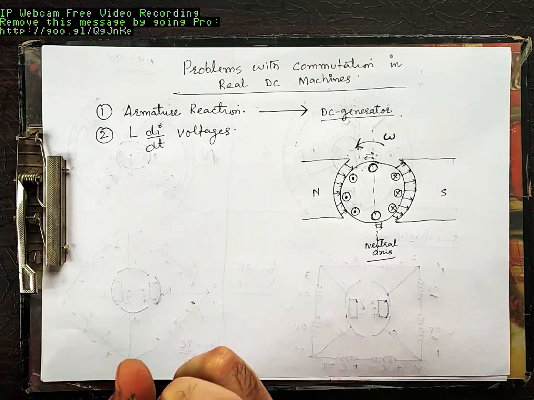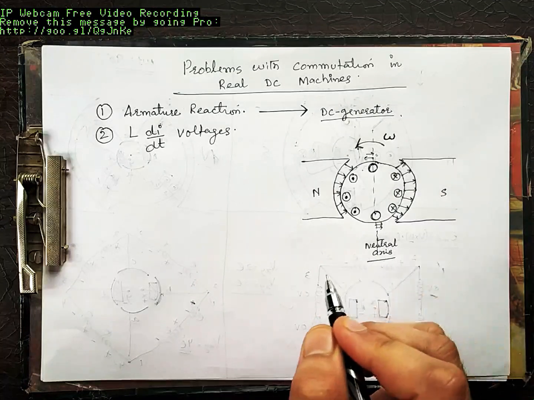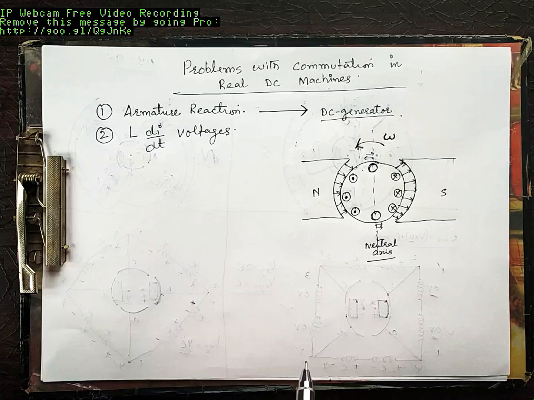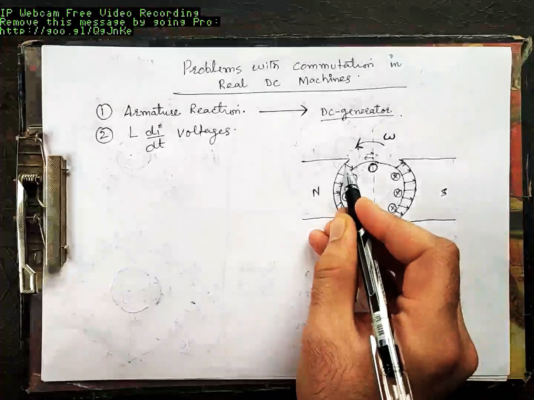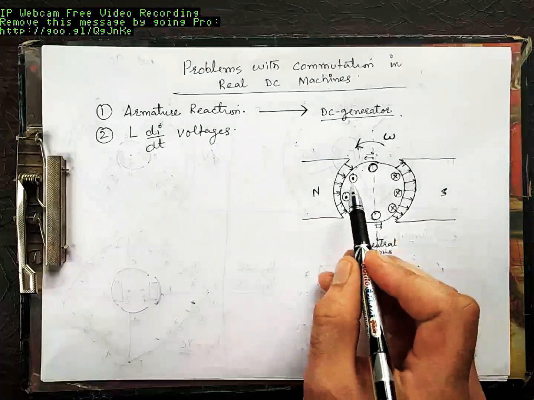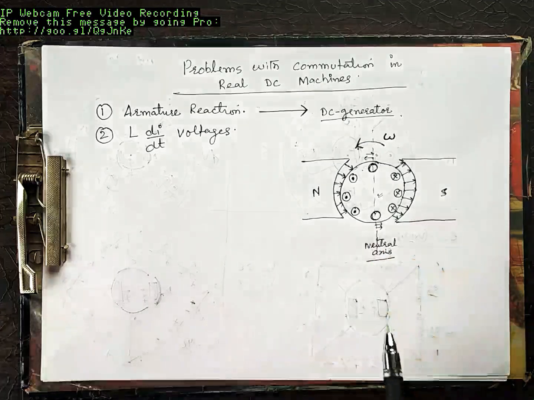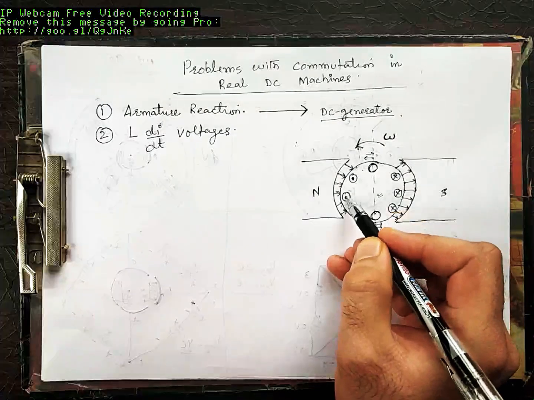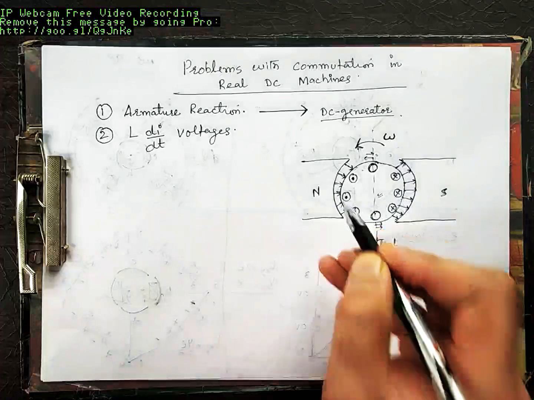Tell me one thing. Till now, how many magnetic fields are there in this machine? There is only a single magnetic field, which is because of this stator, this north and south pole. This is the only magnetic field. Now when you connect some load to the terminals of this DC machine, there will be current flowing through the armature. There will be some armature current. Current will come out here and go into here, out of here, into here.